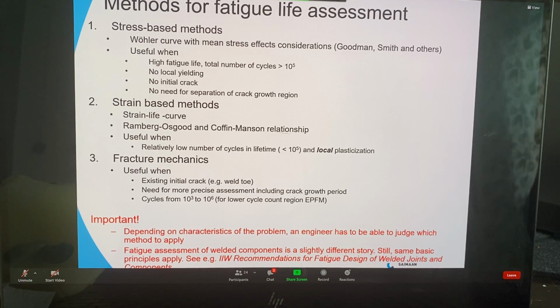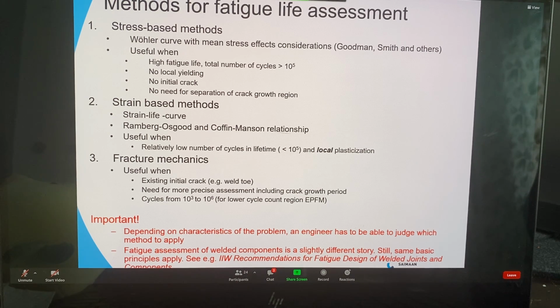And what is important is that as an engineer, you would need to judge which method needs to be applied. Even though you wouldn't be familiar with strain-based methods or fracture mechanics, you should know that if you face a problem that would clearly require strain-based methods or fracture mechanics, you should take the case to an engineer who is able to do it and not try to just force it with a stress-based method, because you will get disastrous results.